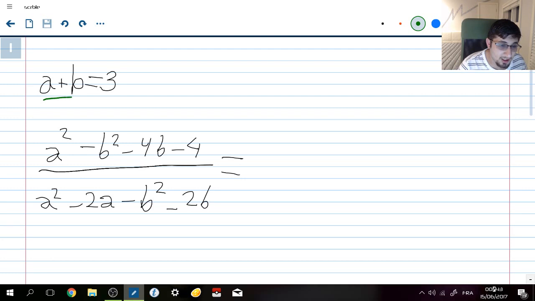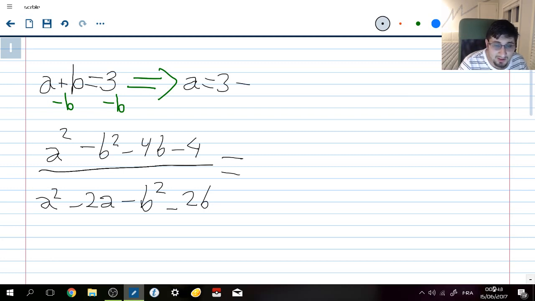I would take this top part over here, subtract b from both sides. If you're going to do one thing to one side, you're going to have to do the exact same thing to the other side in order to maintain equality. And so then this becomes a equals 3 minus b. Now you can do this also with a, so you can have b equals 3 minus a. However, I just chose this randomly.